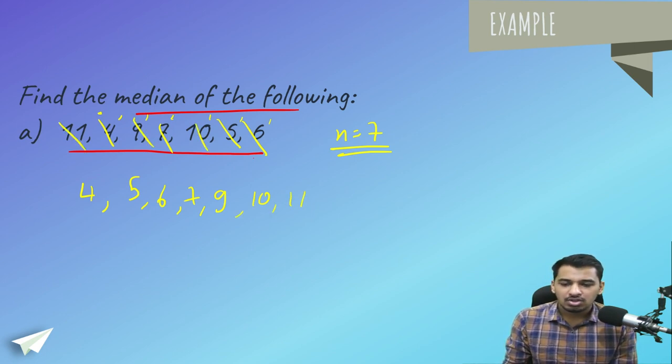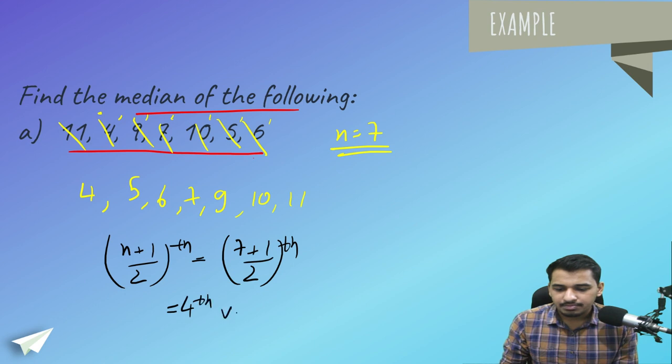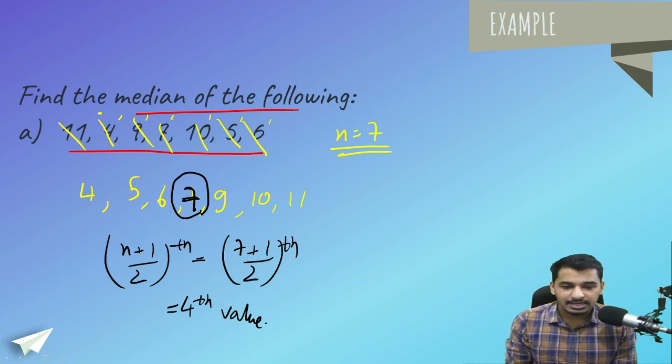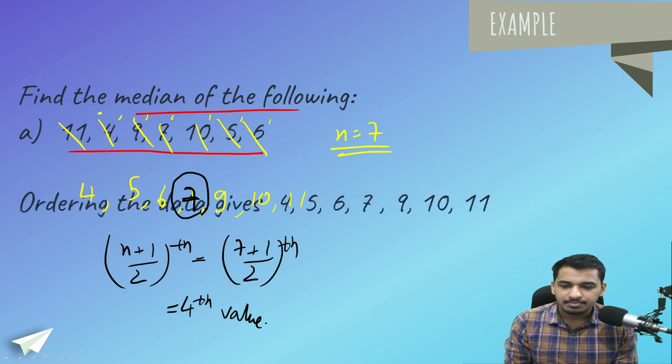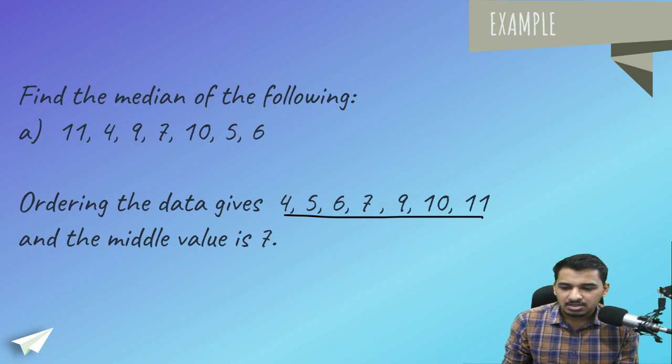These are the values. So the median would be at the n plus 1 by 2th value, since n is odd. So it will be at the 7 plus 1 by 2 value, that is the 4th value. So the 4th value, that is 7, is the median. Median is the middle value of a set of ordered data. So this is in printed format. Ordering the data gives us this. The middle value is 7. So this is the median.